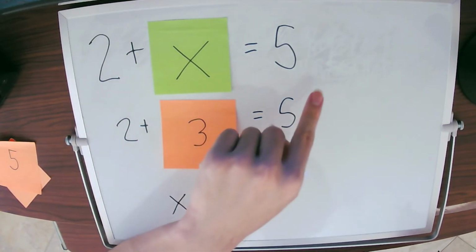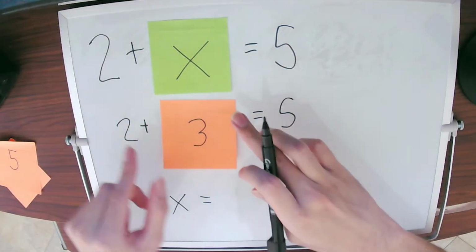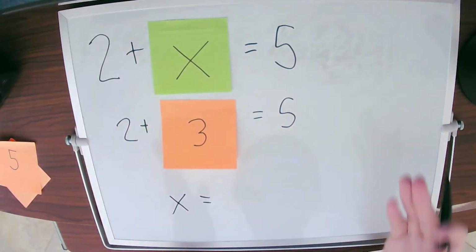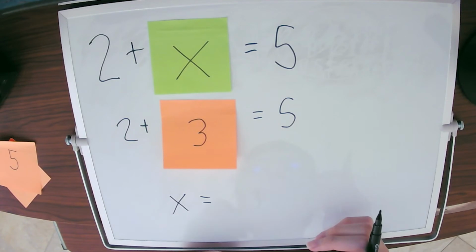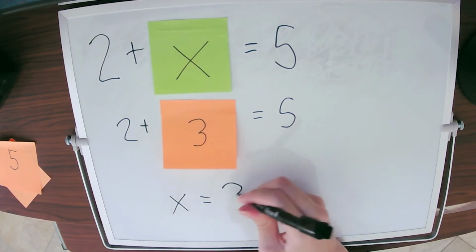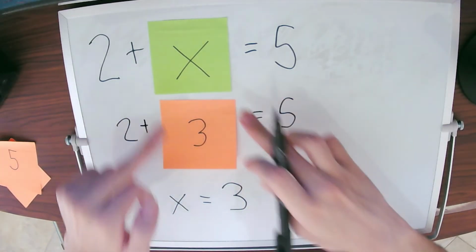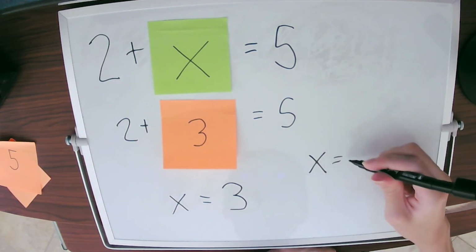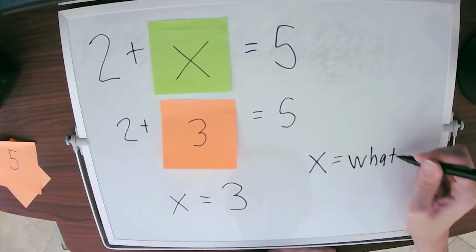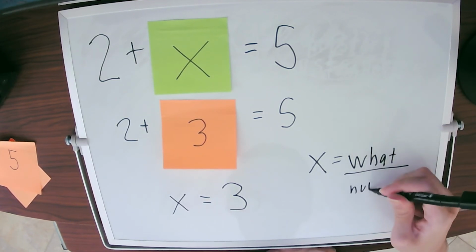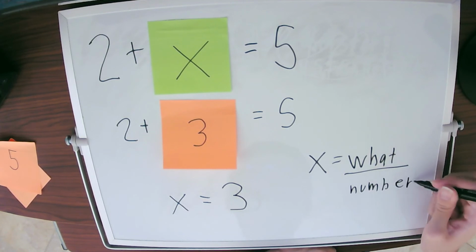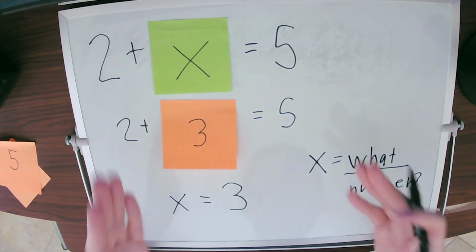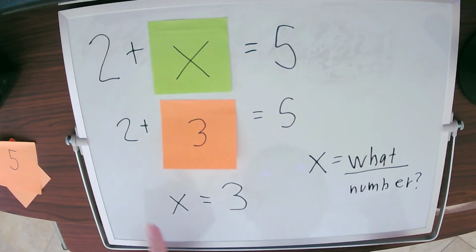2 plus x equals 5. X is a number that when you do 2 plus this number, you get 5. 2 plus what is 5? 2 plus 3 is 5. So x equals 3. When you think of the letter x, think what? X equals what number? That is what x means. What number? So 2 plus what number equals 5? 3. So x is 3.